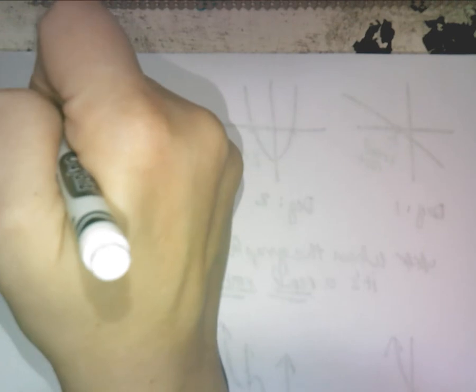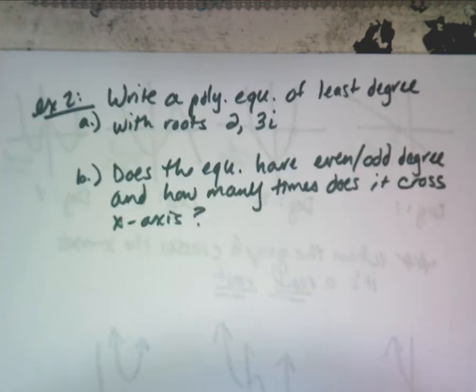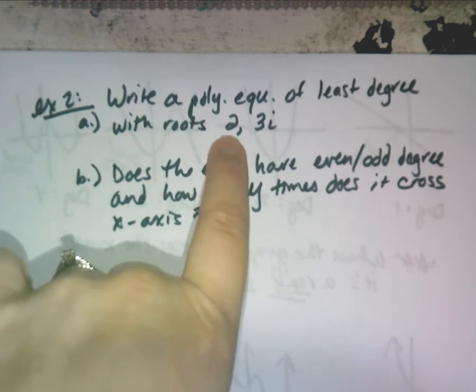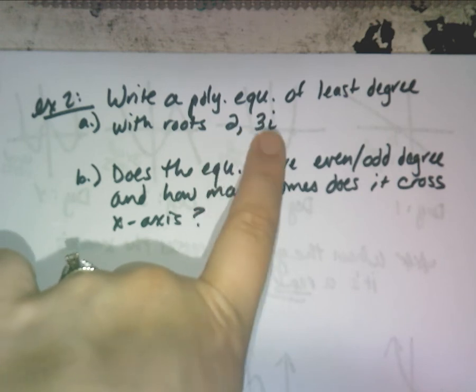All right, so first example: write a polynomial equation of least degree with roots 2 and 3i. Does the equation have even or odd degree? And how many times does it cross the x-axis? You could actually probably do part B before you do A right now. I'll show you why in a minute. This root is real or imaginary? Real. This root is? Imaginary.